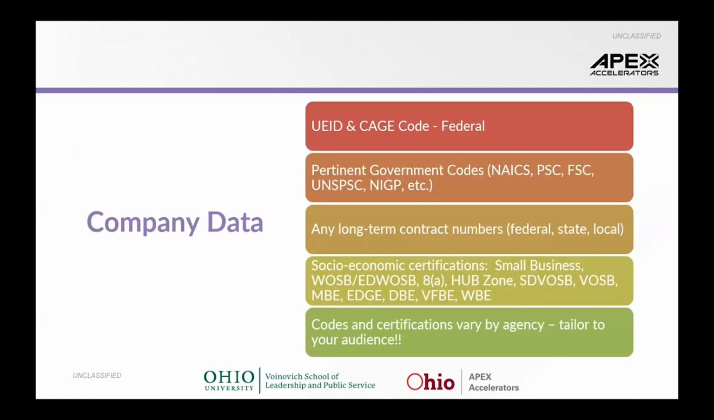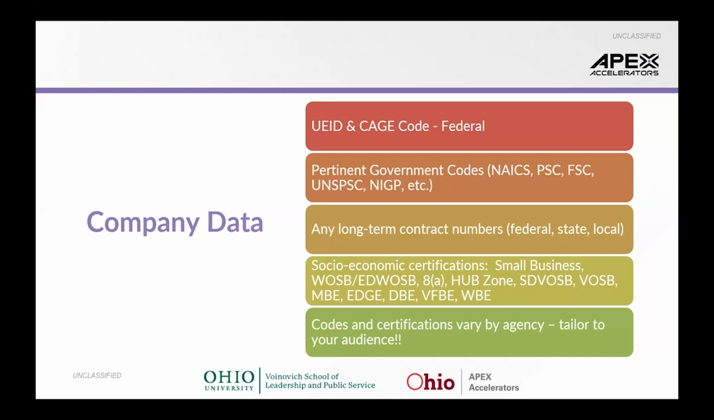Company data. Now, this is where you're going to talk about all the codes that government contractors and prime contractors care about that nobody else does. So if you're responding to a federal solicitation, you don't need that DUNS number anymore. They care about the UEID and the CAGE code. And if it's a state government or a local government, put that you're registered with them so they know you're ready to do business. Put in the codes that pertain to that entity.